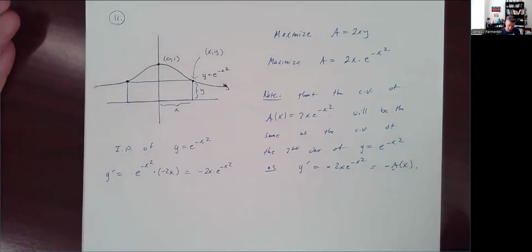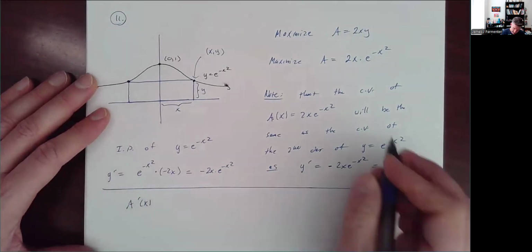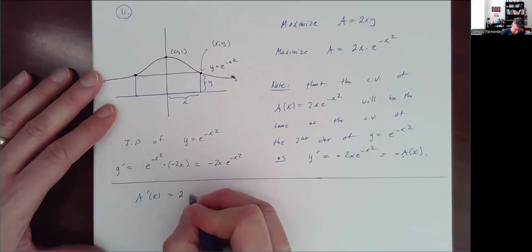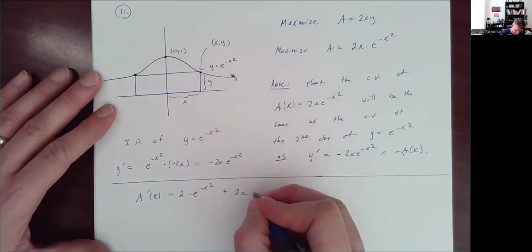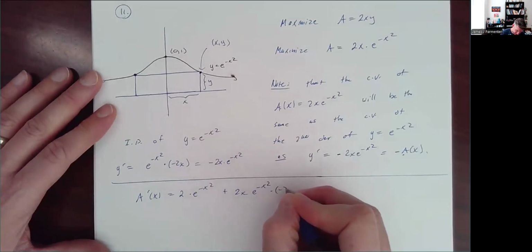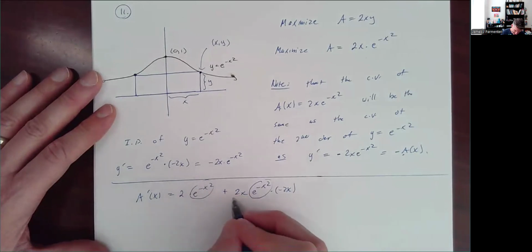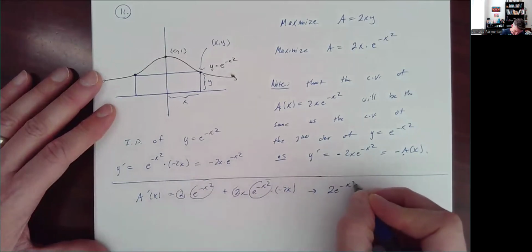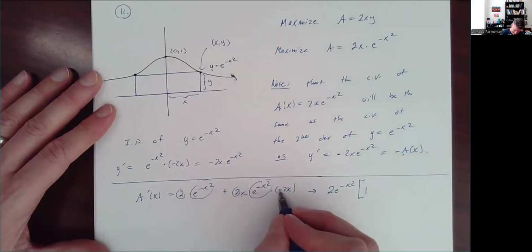Now, if you actually want to show the work, we could do it. A prime of x is equal to the derivative of 2x times e to the negative x squared, plus 2x times the derivative of e to the negative x squared, which is e to the negative x squared times negative 2x. Factor out an e to the negative x squared as well as a 2. So you get 2 e to the negative x squared times 1 there and an x times the negative 2x there.